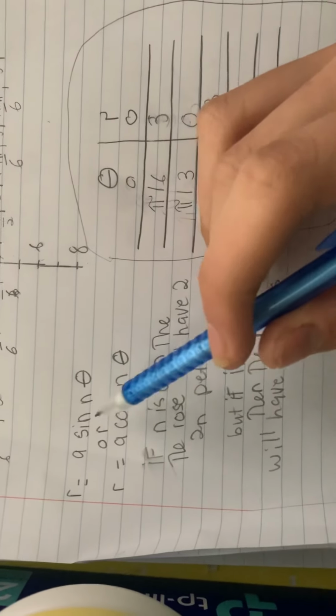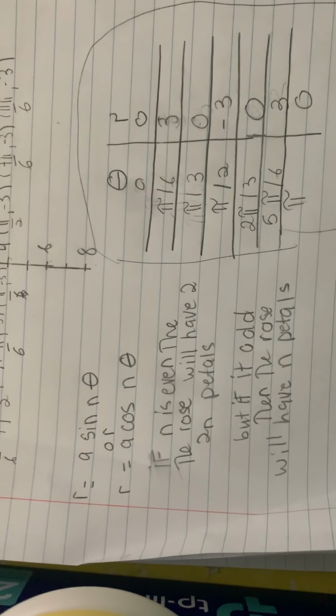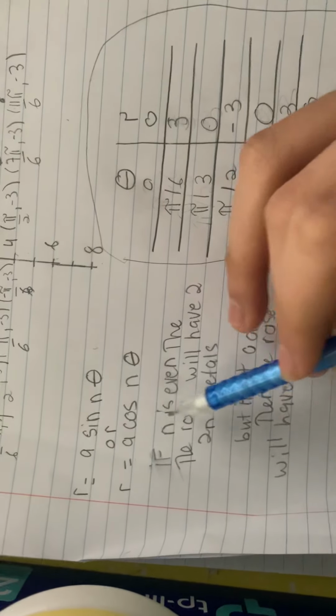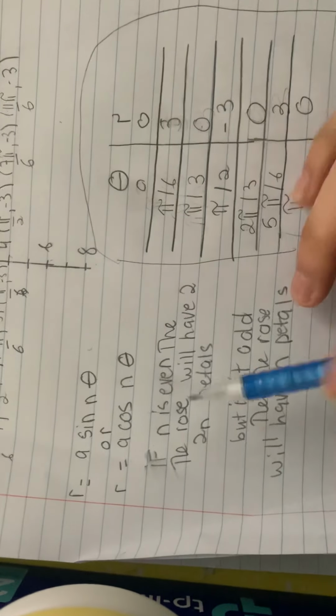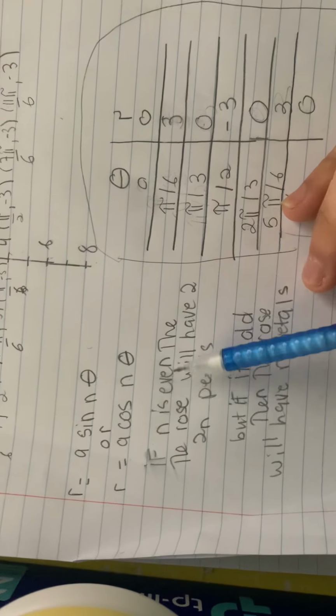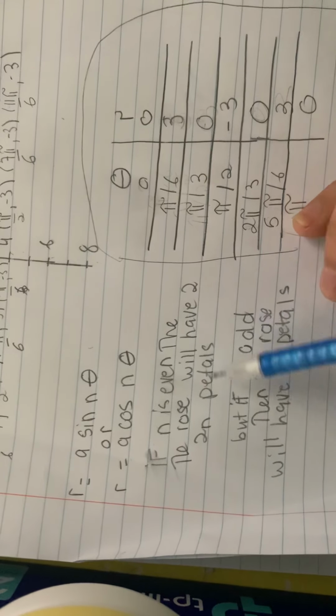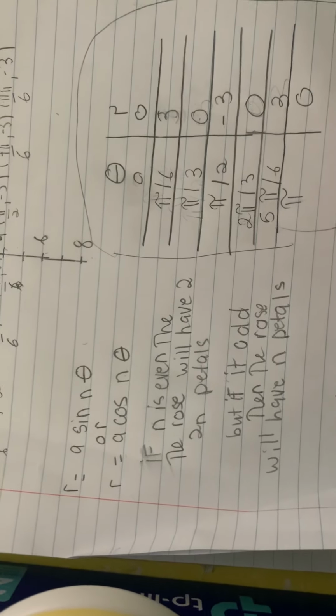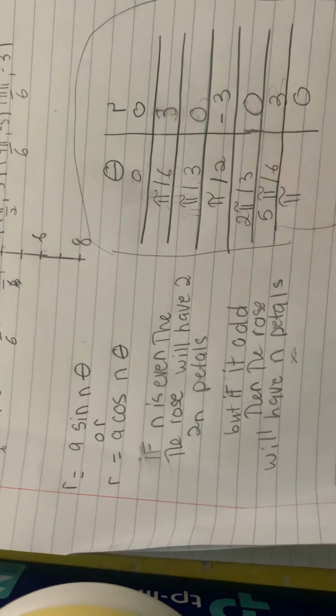There are two types of rose curves: one is sine nθ or cosine nθ. If n is even, then the rose has 2n petals. But if n is odd, then the rose has n petals.